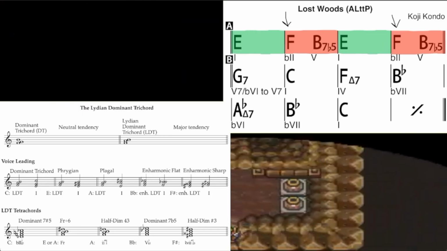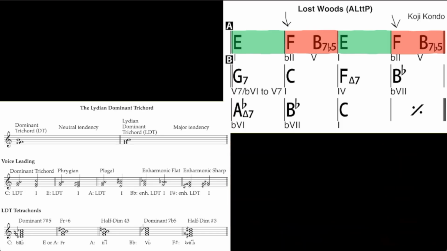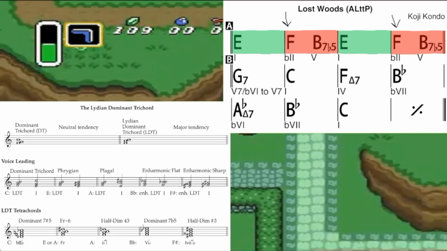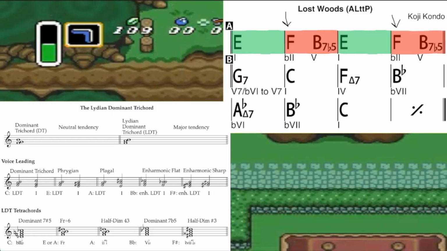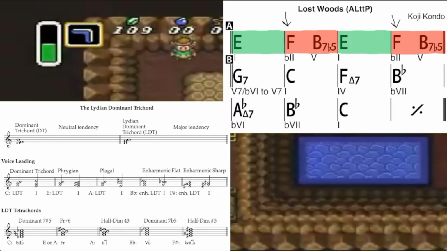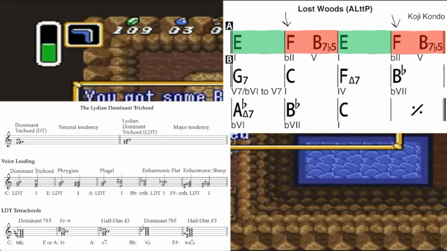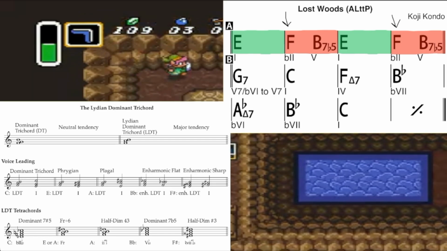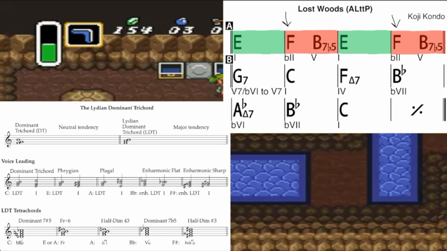So in this diagram, it shows F, G, and B as the dominant trichord. And it shows the Lydian dominant trichord as F, A, and B. And playing the Lydian dominant trichord, you could probably immediately tell that Koji Kondo has used this before, because it's the first 3 notes of the melody of the Lost Woods theme from Ocarina of Time, which is then reversed to make the Song of Healing. So this is something that is a massively important harmonic device for the sound of Zelda.